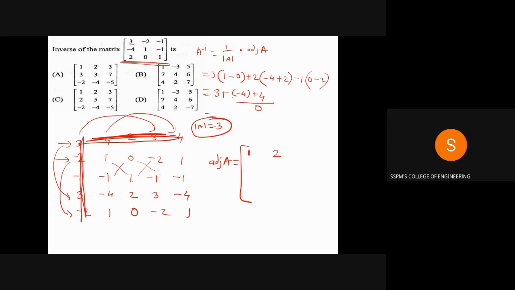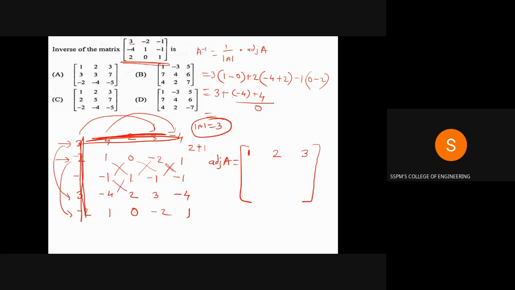Then for third entry, minus 2 into minus 1 it is 2, minus 2 into minus 1 it is 2, minus 1 into 1, minus 1 into 1 it is minus 1, therefore 2 plus 2 minus 1 is equal to 3, that is 1 2 3.